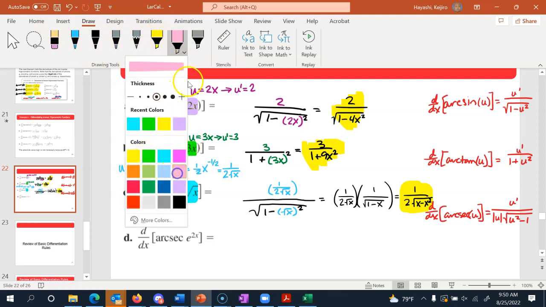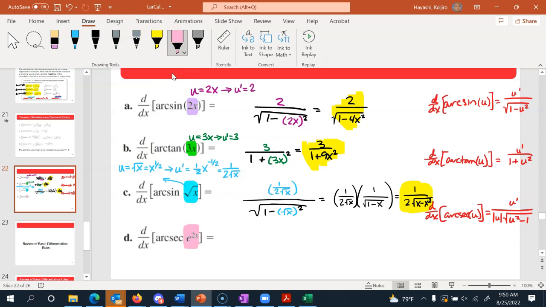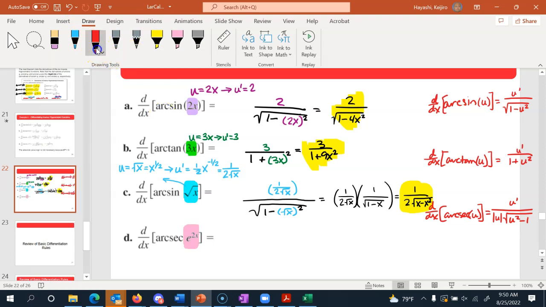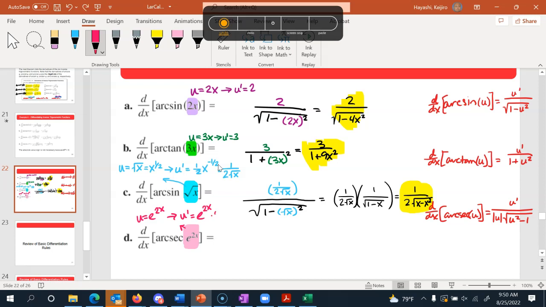And last, have one of these where the inside function is e to the 2x. Now the derivative of an exponential is itself times the derivative of the inside, since you've got to account for the chain rule. So if u is e to the 2x, that means that u prime is also going to have e to the 2x. But because of that 2x in the exponent, you're going to have to multiply by the derivative of that 2x, which is 2. So it's just 2e to the 2x.